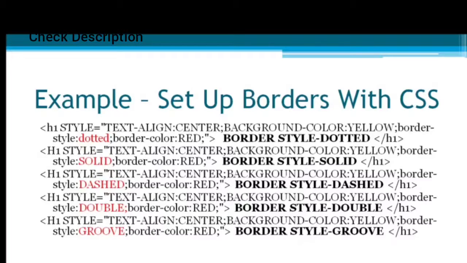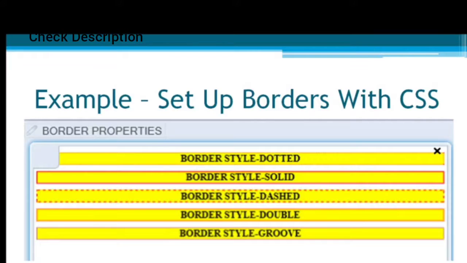Now in this we can see that H1 tags have been used 5 times, each with a different border style. The first one was dotted, then solid, then dashed, double and groove. So let us see the output. This is how the output will look. This is the dotted one, then you have the solid, then the dashed one, then this border style is double, and then you have the groove. So using different border styles we can get different looks. Similarly, we can also change the background color and the border color.